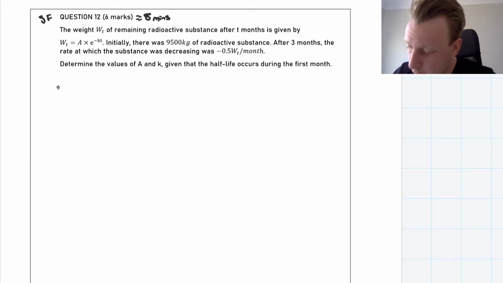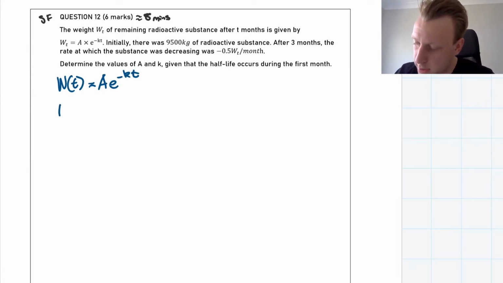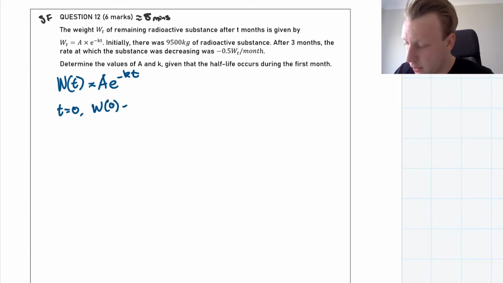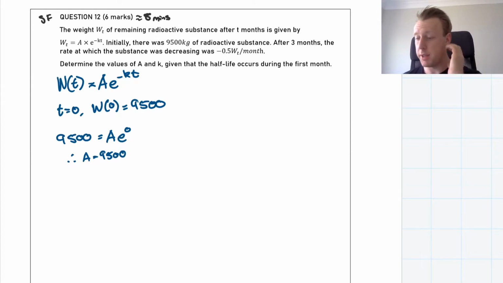Now what we've got here is W of t equals a e to the negative kt. So I can work out initially, because that implies when t is equal to 0, W of 0 is equal to 9,500. So 9,500 equals a e to the negative k times t, where t is 0, it's just going to be 0. So therefore a equals 9,500. Very nice there. Answer for A.